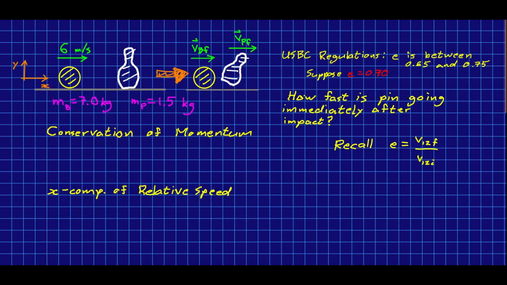And let's find out, in this situation with the ball coming along at 6 meters per second, how fast the pin is going immediately after the impact. And I've put a reminder here to you of how the coefficient of restitution is defined in terms of relative speeds, and we'll need that. So first of all, we should think about whether the system is isolated.